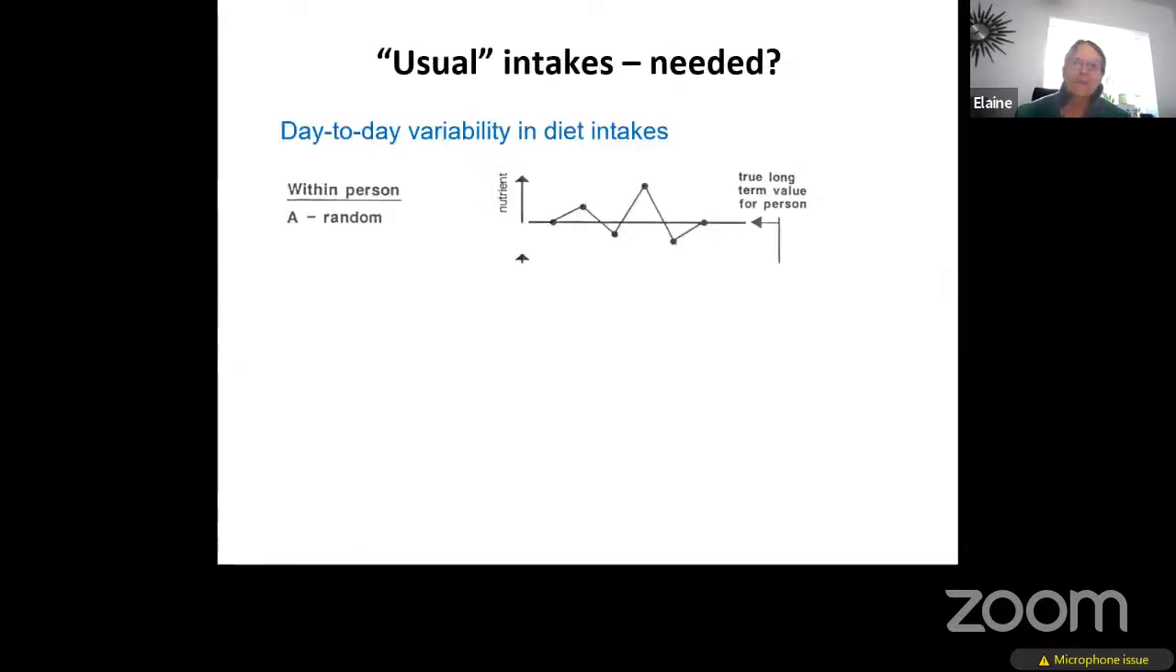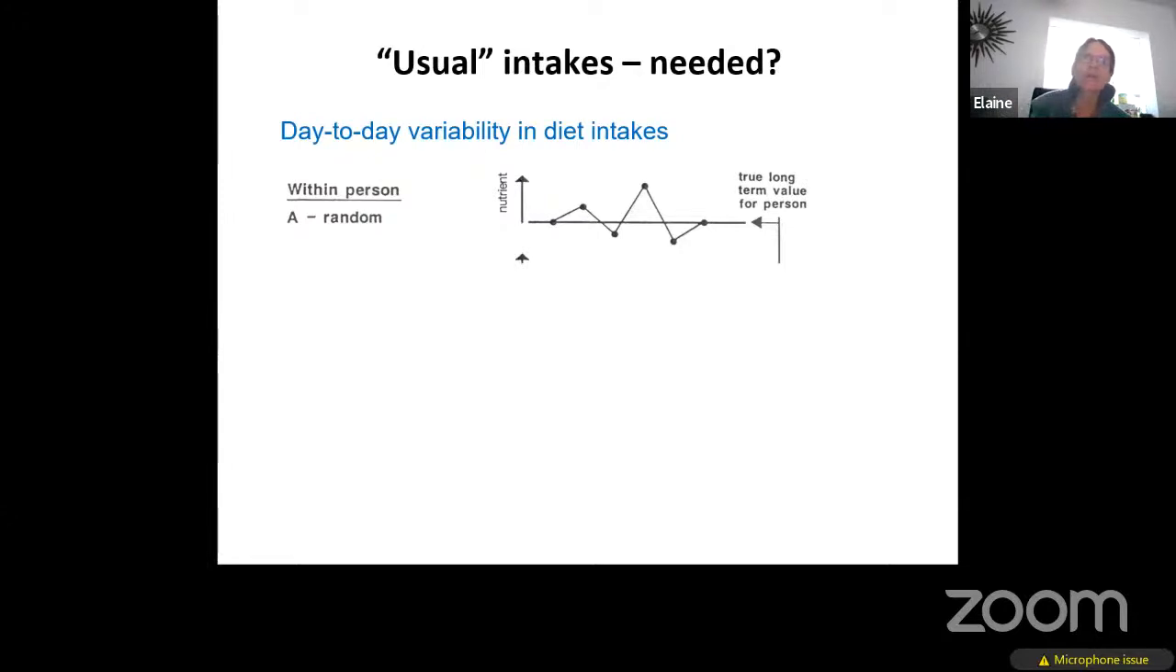So one of the concepts when we're looking at dietary intakes, whether for individuals or for epidemiological purposes for populations, is that there is, of course, day-to-day variability in nutrient intakes. On one day, you may eat a lot of carrots, for example, so your vitamin A intake would be very high. On another day, maybe you didn't eat very many vitamin A-rich foods, so your intake is going to be very low. So for each nutrient, there's going to be day-to-day variability.